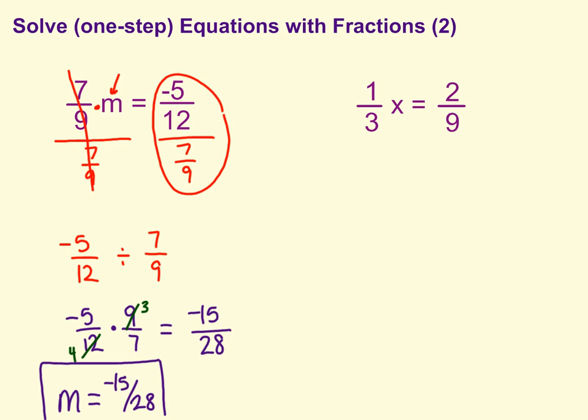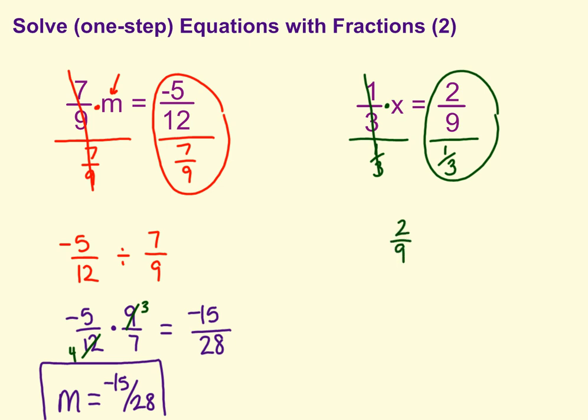Alright, 1/3 x equals 2/9. Again, focus on the operation, that's multiplication between your variable and the 1/3. The opposite of multiplying is to divide by 1/3. Divide by 1/3 on both sides. x is alone, so we look to the other side and say, alright, we have to do all of that math. Let's rewrite it. We have 2/9 divided by 1/3.